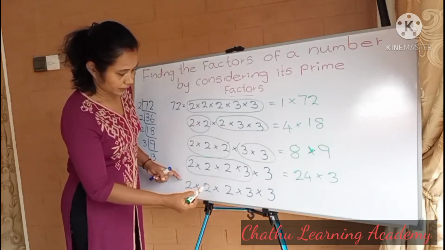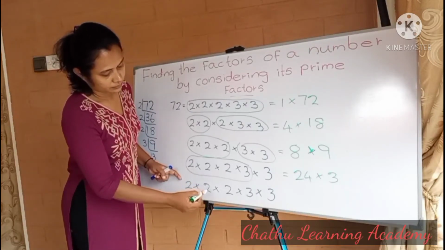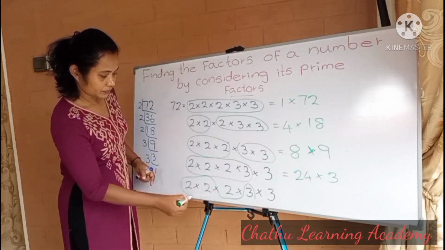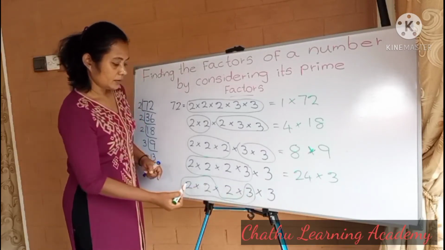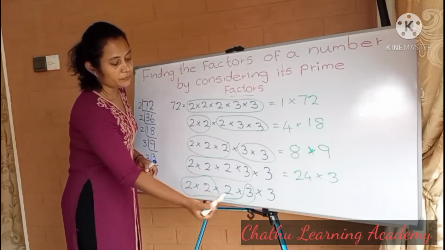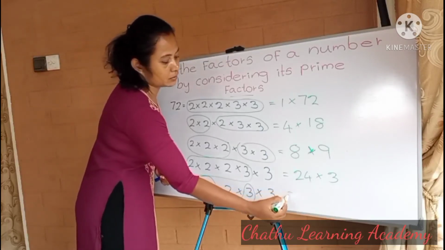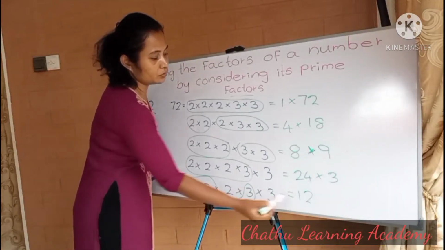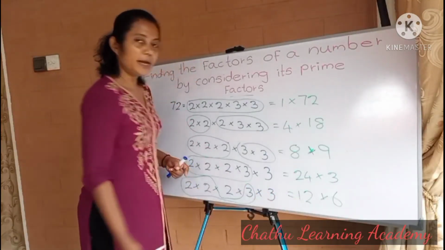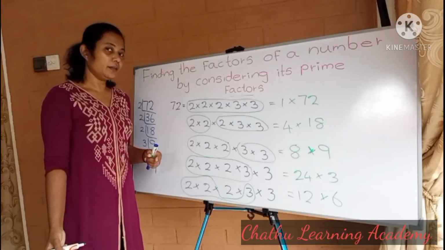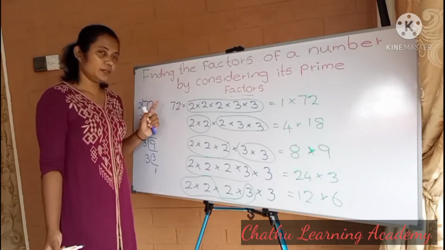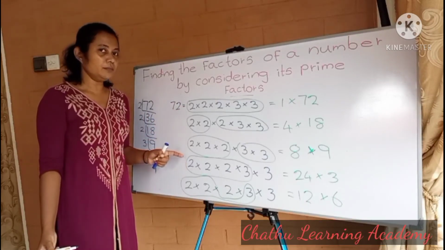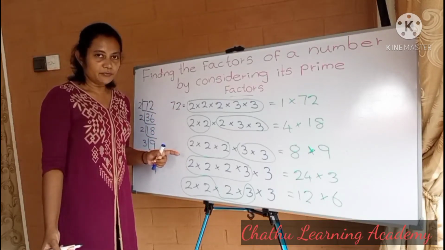Here, another method. Like this way we can circle now. 2 into 2, 4. 4 into 3, 12. Then another remaining two numbers, 3 into 2, 6. Like this way you can find other factors of the given whole number by using its prime factors. Is it clear for you?